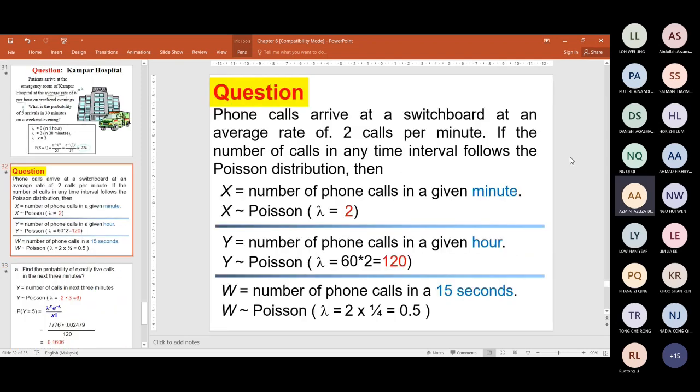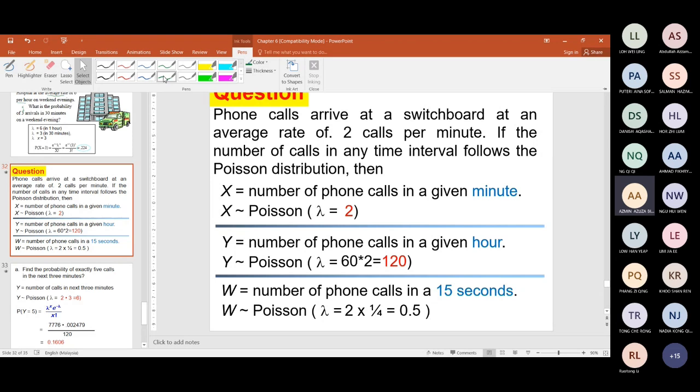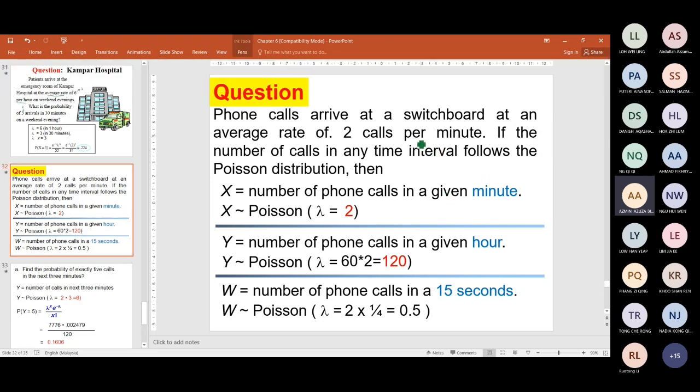Another one. This is a classic example. Phone call is a very famous example in Poisson. Phone calls arrive at a switchboard at an average rate of 2 calls per minute. Okay, so you can see there is an interval of time here, right, per minute. So in 1 minute, there is an average of 2 calls. That is our lambda. Okay, so our lambda is 2.